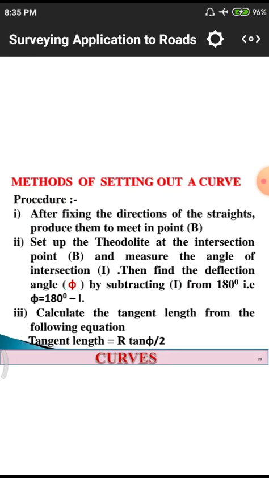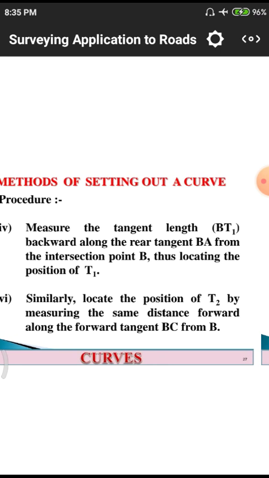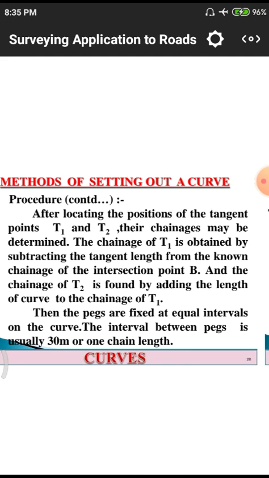This is the procedure for setting out a curve. We have to fix the different directions and take the angles. I plus phi equals 180, phi equals 180 minus I, where the radius of the curve equals r and the tangent length equals r tan phi by 2. This is the procedure: we measure the tangent length BT1 and position T1 and T2. After that, we fix the T1 and T2 points, and the length of the curve is 30 meters, so we give the center point of the curve as 15 meters, and we touch it to the center radius.